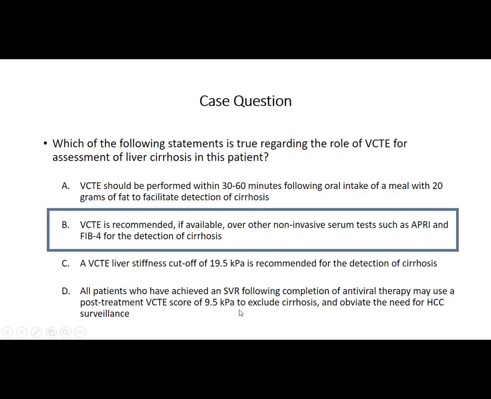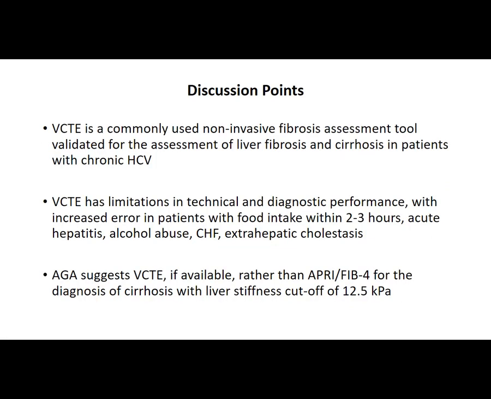And then all patients who have achieved an SVR following completion of antiviral therapy may use a VCTE score of 9.5. Remember, it's a pre-treatment VCTE score of 9.5, not post, because we don't really know what to do with these folks yet. We're still trying to figure that out. Although most of us, or almost everybody I've spoken to, is actually continuing to screen for HCC.